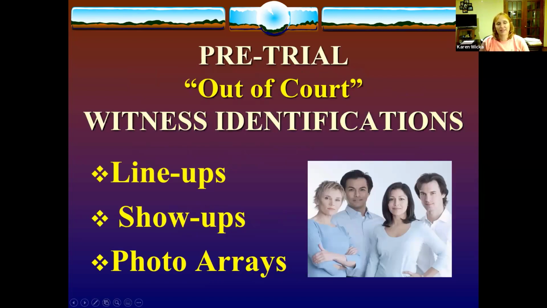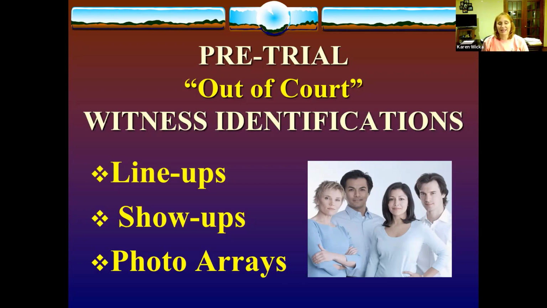So first I want to talk about these out-of-court identifications. So these occur prior to trial, and this is during the investigation phase when the police are trying to gather evidence and get ready for court. So what happens is there are different methods that police can use to have an identification. So they can use lineups, show-ups, or photo arrays.